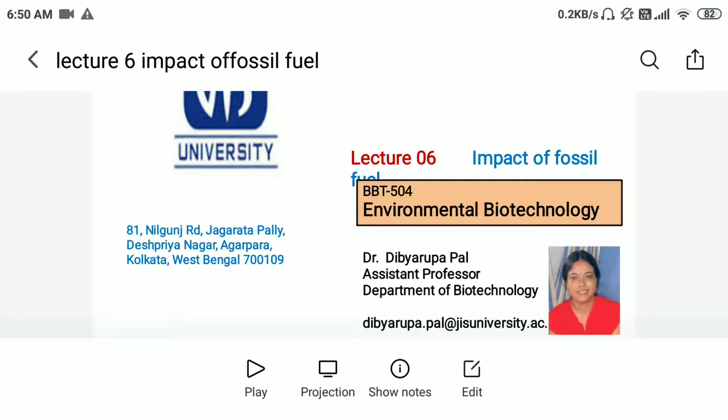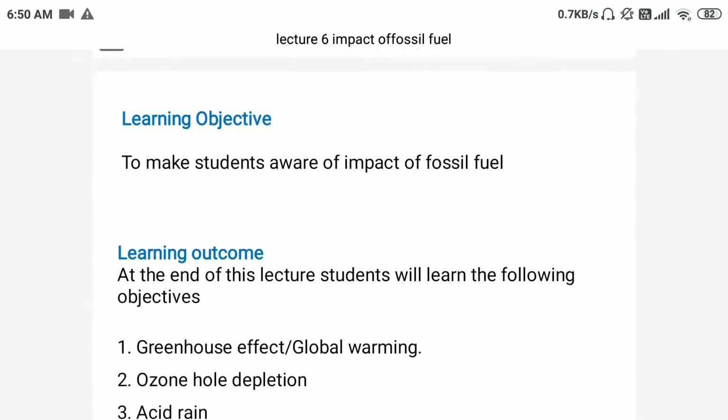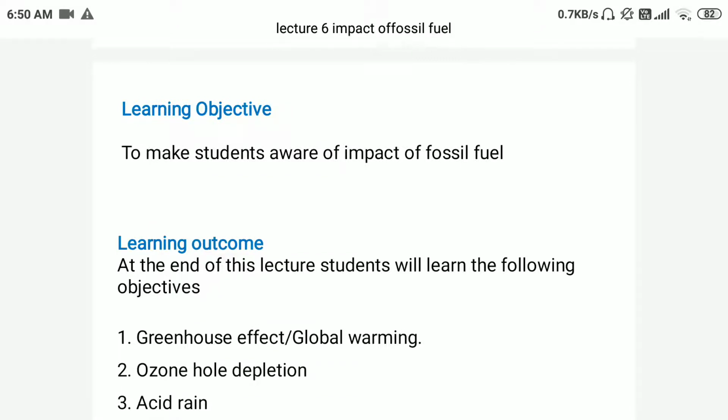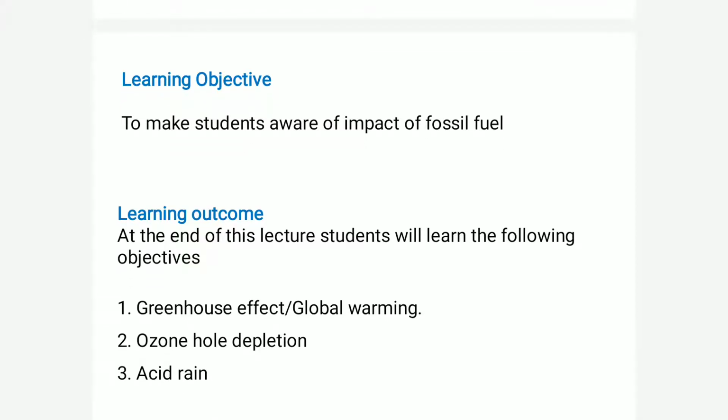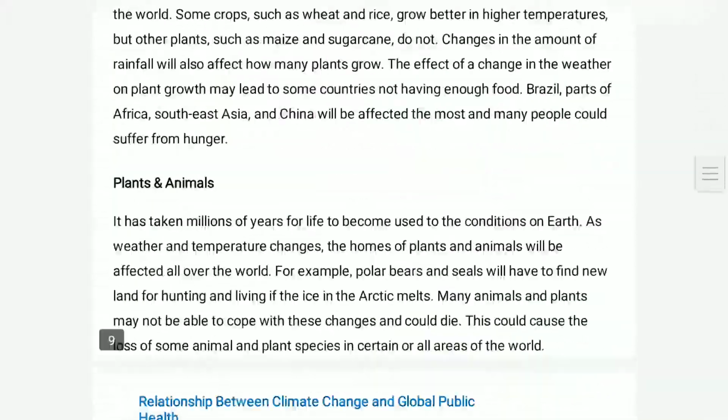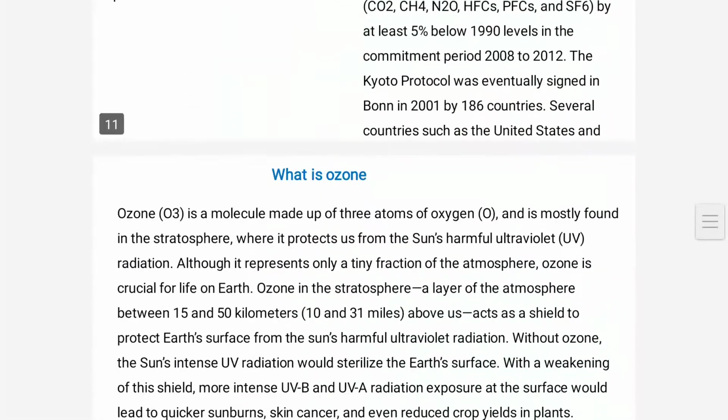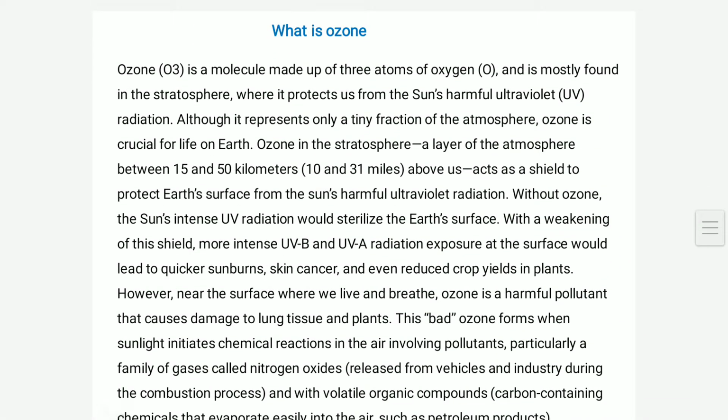This lecture 6 is also included under the impact of fossil fuel, where we will be studying the ozone hole formation and its impact. So here, the learning objective will be one of the impacts of the fossil fuel, that is, we will be talking about ozone hole depletion. So directly coming to slide number 12, we have: what is ozone.